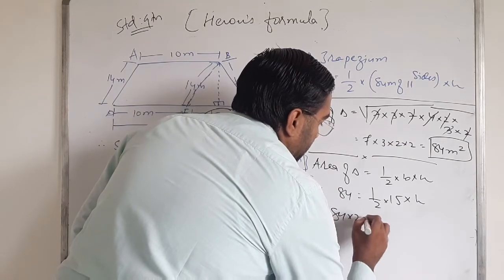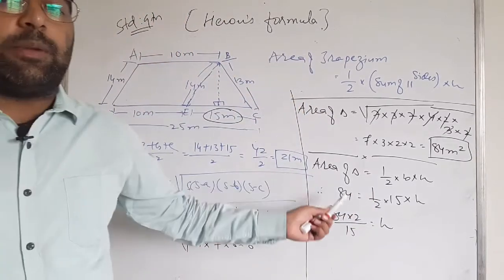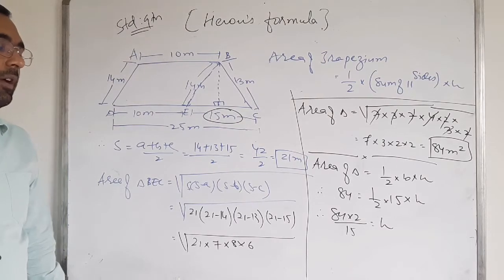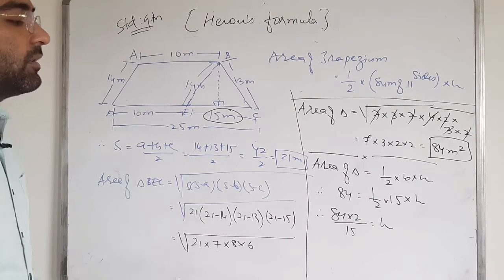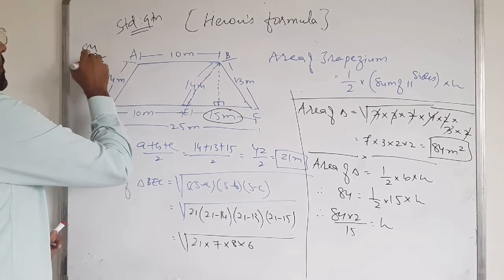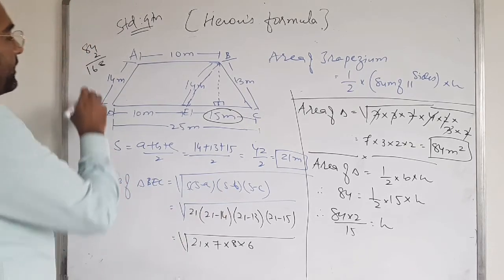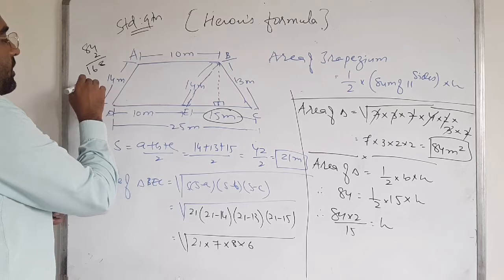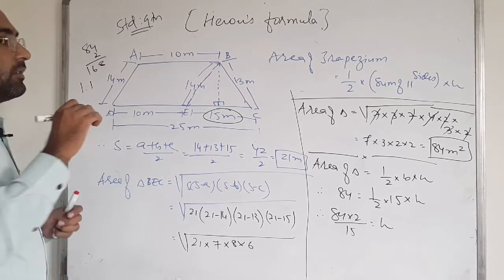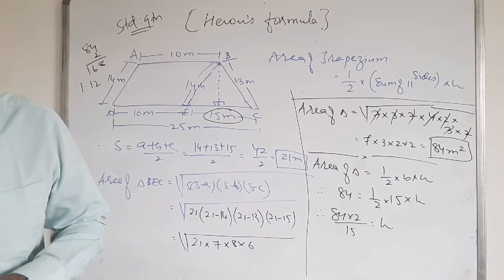So 84 into 2 divided by 15 is equal to the height of the triangle. The 2 is multiplied with the 84 and divided by 15. 84 twos are, 4 twos are 8, 8 twos are 16, 168. Okay, and 168 divided by 15, that is 15 ones are 15, 18, 15 ones are 15, 30, 15 twos are 30, that is 11.2 meter. Is it 11.2 meter?